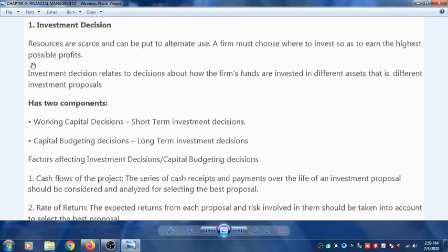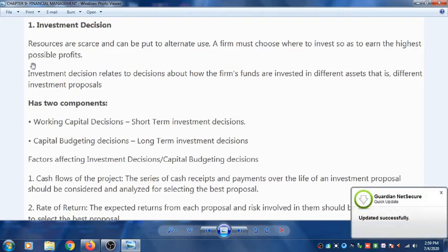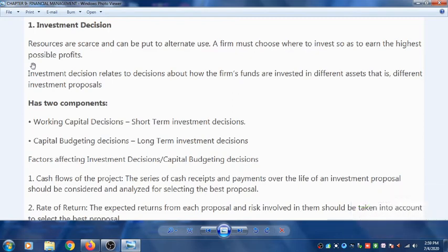So a finance manager clearly sees, analyzes the cash receipt and payment of each and every investment proposal, and where the cash receipt is high and the payment is less, he finalizes that proposal. That is, he actually finalizes the cash flow of the project. If the cash flow of the project, that is inflow of money in the cash in the project, is very good, then he finalizes that investment proposal.